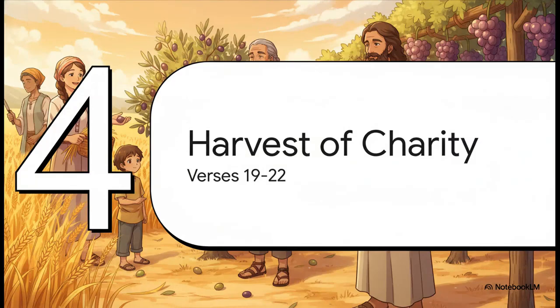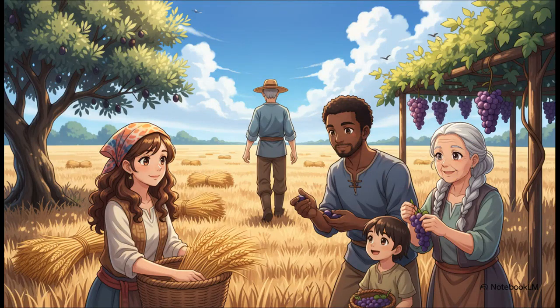Moving to section 4, the harvest of charity, looking at verses 19 through 22. We finished the chapter's walkthrough with this truly ingenious system of agricultural charity built directly into the economy. Instead of maximizing profits by scraping up every last resource, farmers are strictly commanded to deliberately leave a portion of their harvest behind. If you overlook a sheaf of grain in the field, don't go back for it.